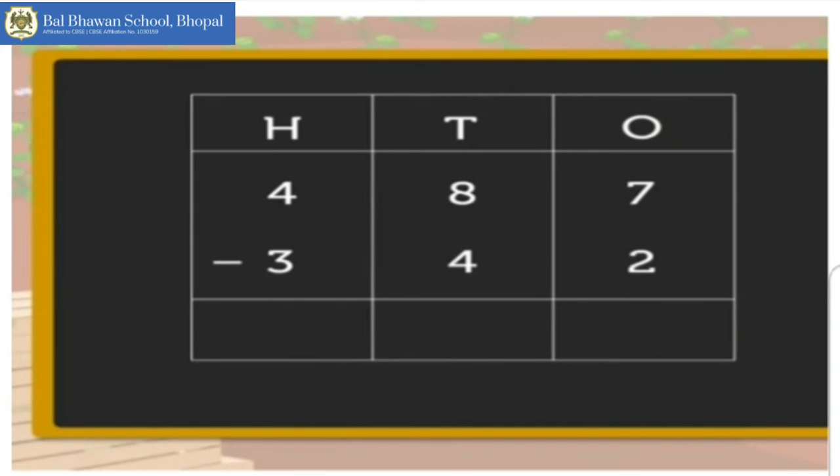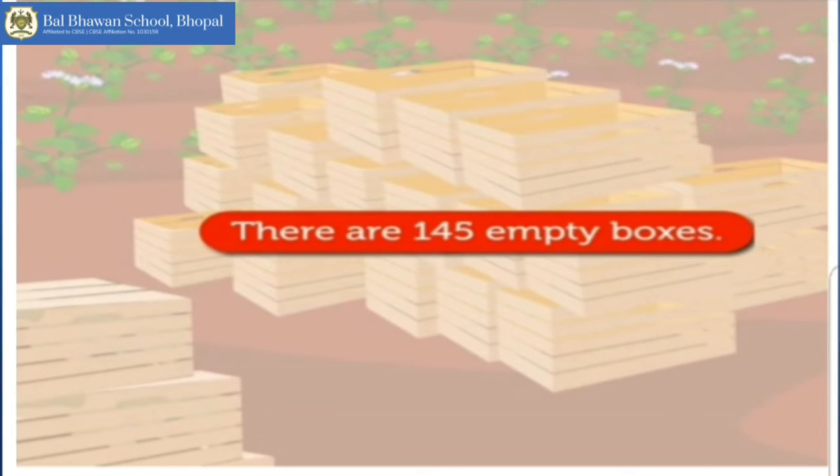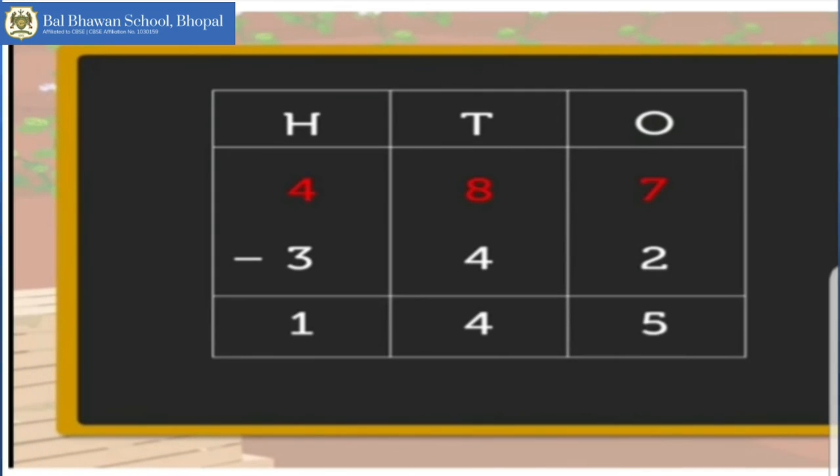Okay, so the numbers at ones place are 7 and 2. The number on the top is bigger than the number under it. That is 7 is bigger than 2. So simply we will subtract. So 7 minus 2 is 5. Okay, you can draw lines, or you can use your fingers, or if you are able to do it orally, very good.